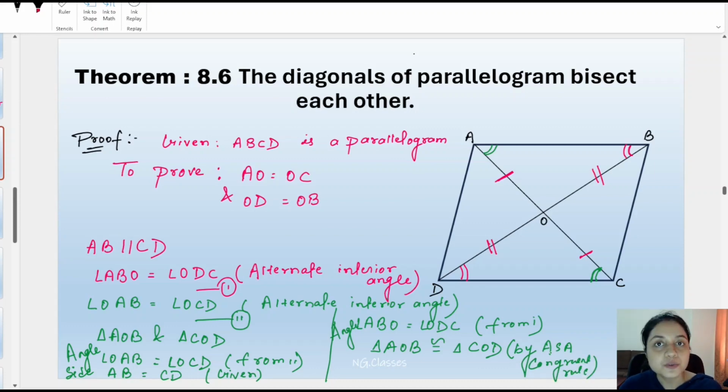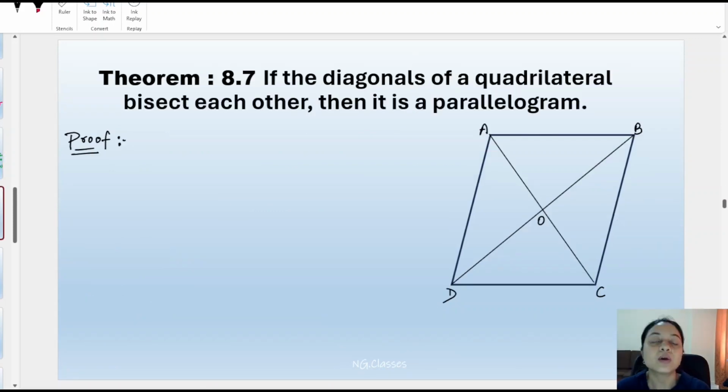And since these two triangles are congruent with each other, we can say that side AO must be equal to side OC, because these two are corresponding parts of congruent triangles. And also side OB must be equal to side OD. So side AO must be equal to side OC and side OD must be equal to side OB by CPCT. And hence we proved that the diagonals of a parallelogram bisect each other. Now let's see our next theorem.